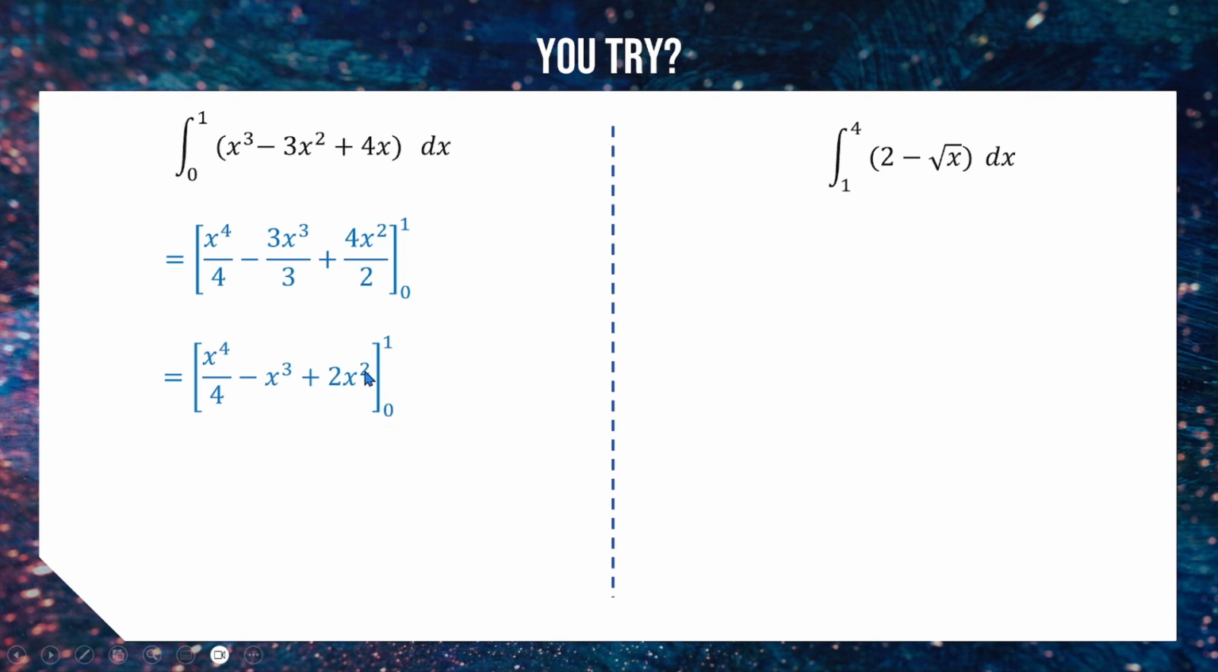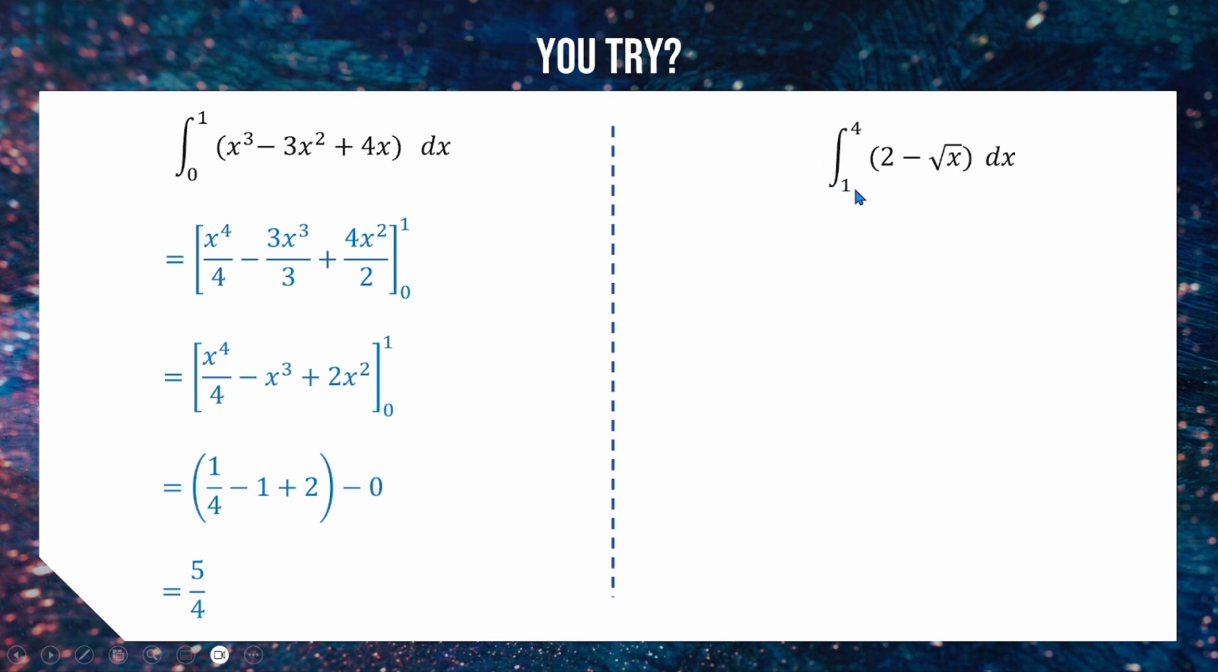The convenient thing here is that when we substitute in 0 into all three of these, we just get 0 minus 0 plus 0. So the whole thing just turns into nothing, which is going to simplify our working out pretty substantially. So subbing in 1, we get 1/4 minus 1 plus 2. And then, like I said, substituting in 0, the whole thing just works out to be 0. Simplifying inside our bracket here, we end up with a final answer of 5/4. Okay, so not too scary.